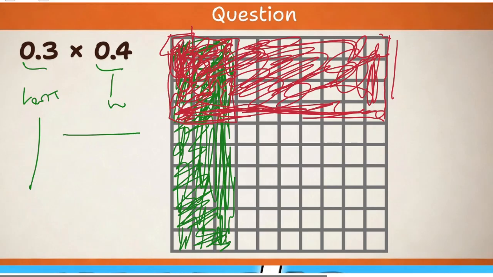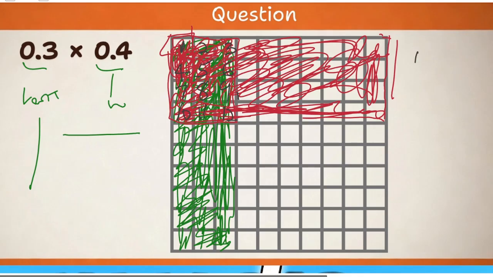So this will be 1 box. This is 2. This is 3 boxes. We have 4 like this. It becomes 5, 6, 7, 8, 9, 10, 11, 12. So we have 12 boxes with both red and green color.